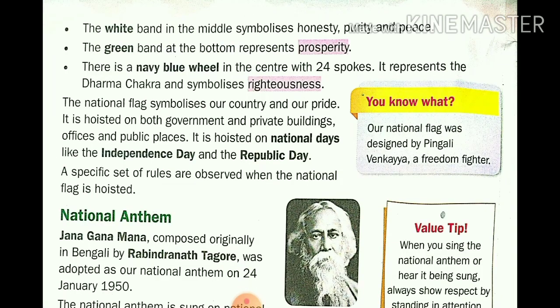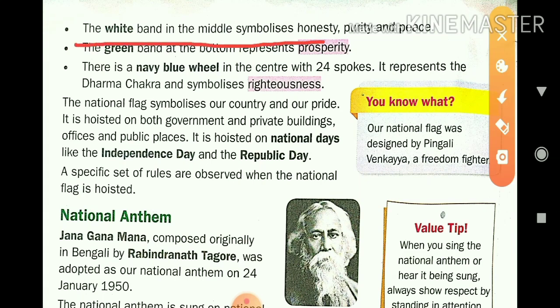The white band in the middle symbolizes honesty, purity and peace. So the white color shows the honesty of Indians, purity and peace. Our Indian people believe in non-violence, and they are honest people. The white indicates it. Then the green band at the bottom represents prosperity.